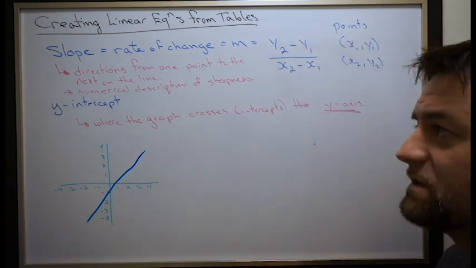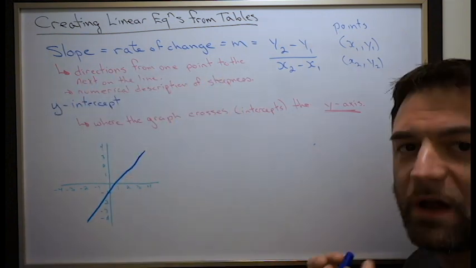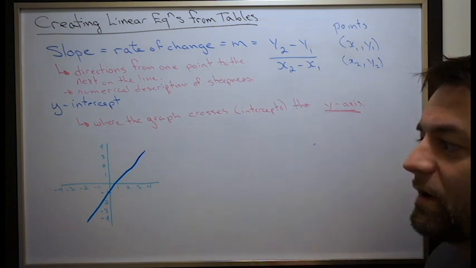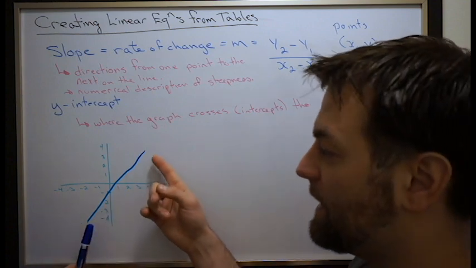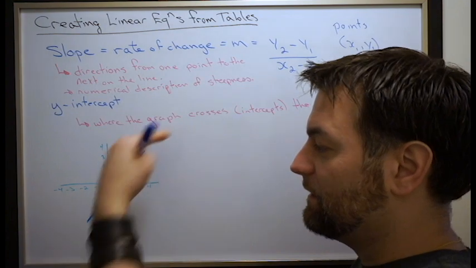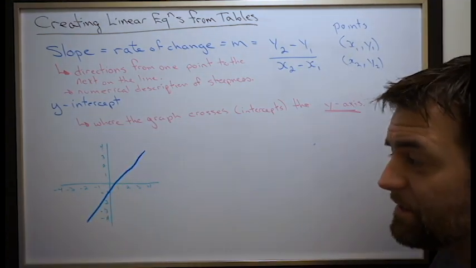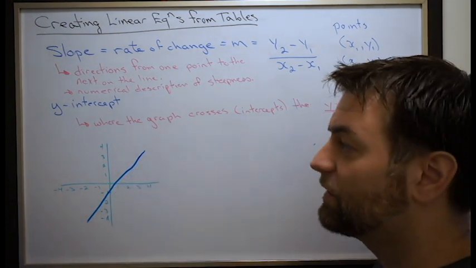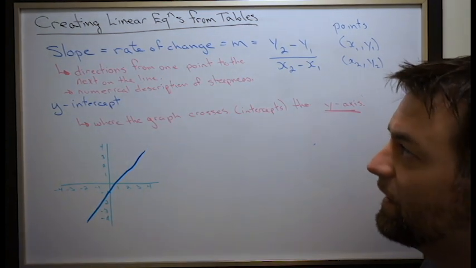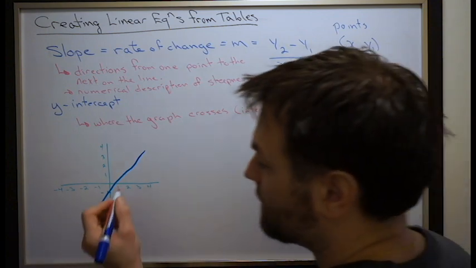And so this idea of slope, or rate of change, on the graph, it's the directions from one point to the next on the line. Or it's a numerical description of steepness. So if we're looking at this little graph I made down here, how steep is that line? Is it very shallow? Is it very steep? Is it going up when we go left to right, or is it going down as we go left to right?